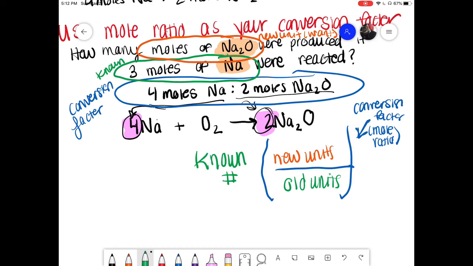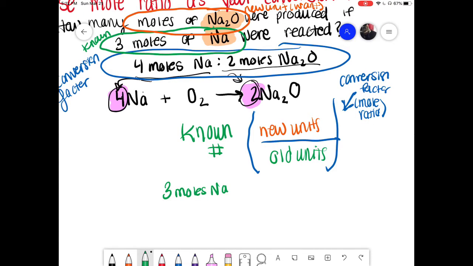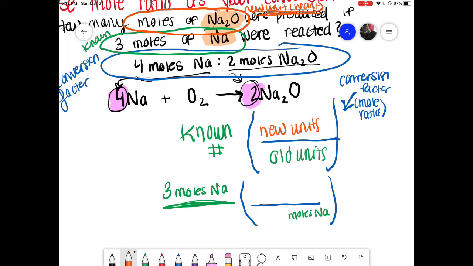Our known number that we found from our question was 3 moles of Na, and then we're going to have our conversion factor, which we said was our mole ratio. And so we know our old units are going to be the same as what we start with. So we know our old units are going to be moles of Na, so we can go ahead and put those on the bottom, and our moles of Na2O are going to be our new units because that is what we are looking for. So new units on top, old units on the bottom.